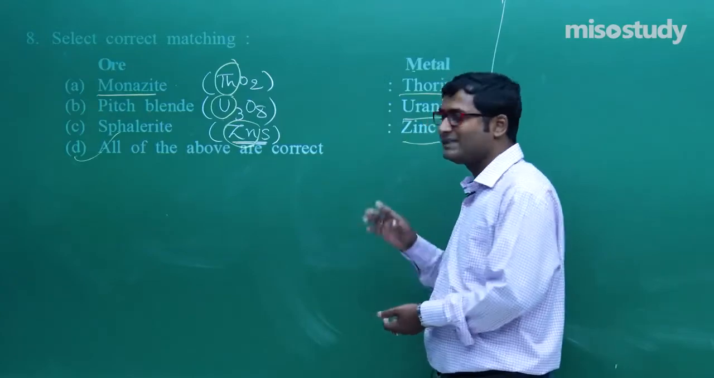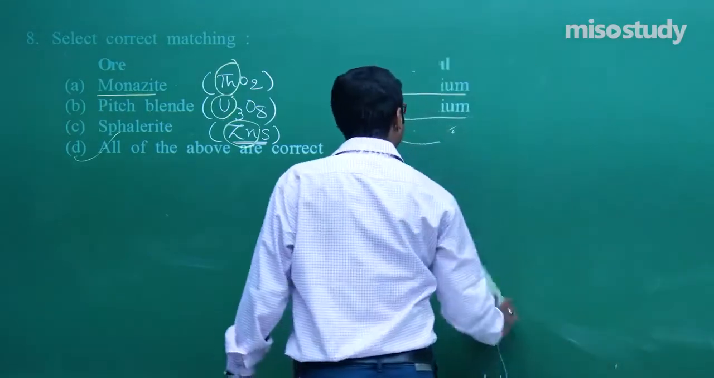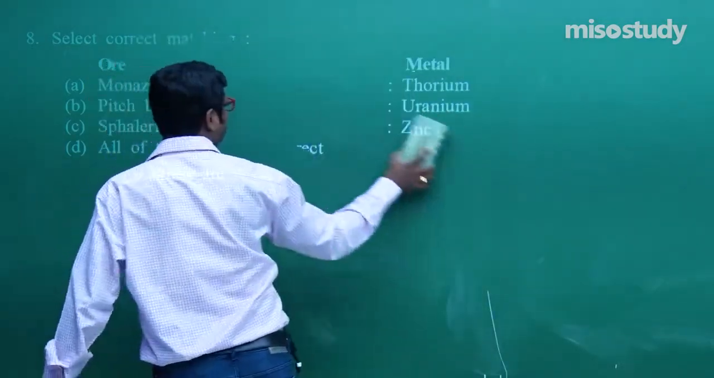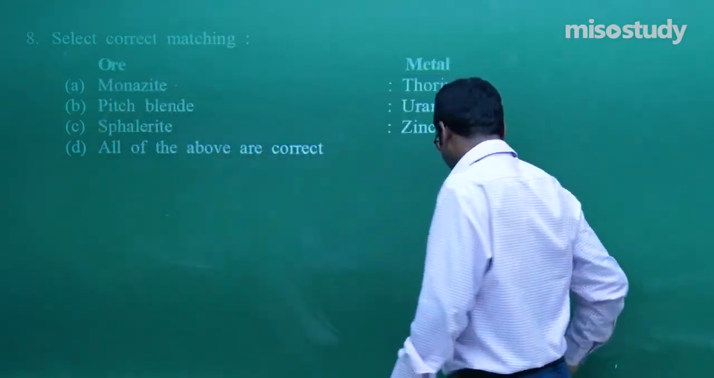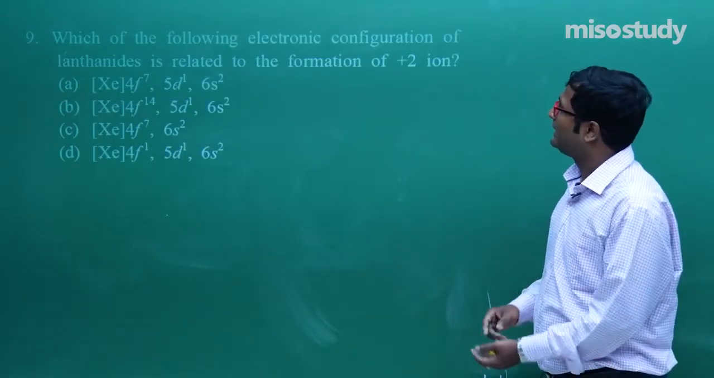So for this, D is the correct option. Now I'm going to rub this part, friends, and we'll discuss the next question. Wait for a moment, give me a few seconds so that we can easily solve such kind of questions. That is question number 9.